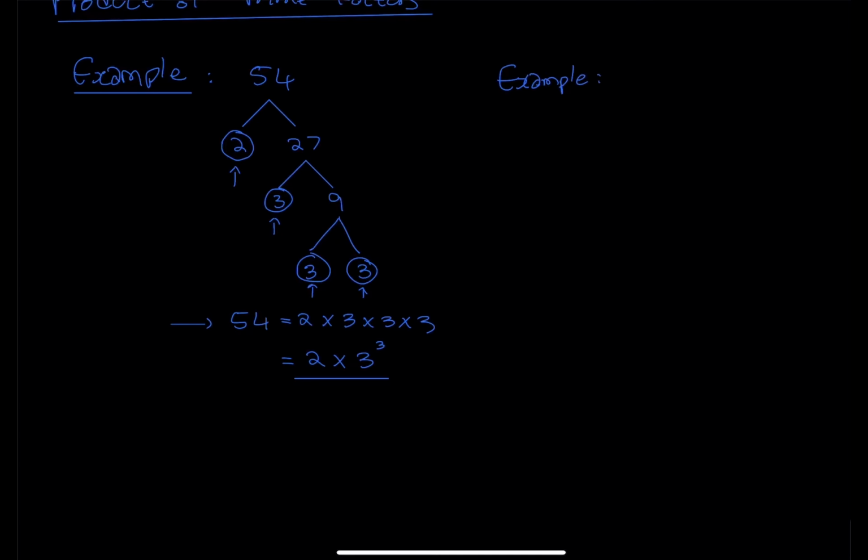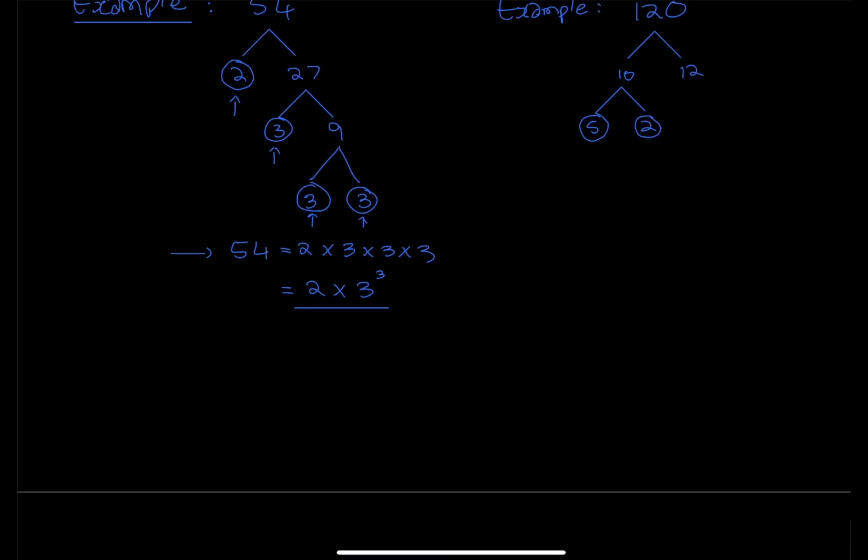Let's look at another example. Let's say the number 120. 120 can be split into two numbers, let's say 10 and 12, because 10 times 12 is 120. 10 can be divided further into 5 and 2. Now, if you notice, 5 is a prime number, it can't be divided down any further. 2 is a prime number, it can't be divided down any further, right?